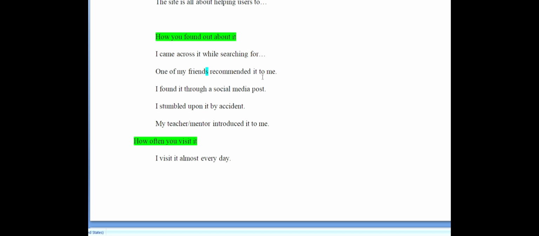I found it through a social media post. I found it through. Found through, that is the phrasal verb. So don't forget the word through there. Next, if you want to use a little strong English, though not required, only for our understanding, and if you can, then please go ahead. The phrase is, I stumbled upon it by accident. Good. Then it is, my teacher or mentor introduced it to me. Very good one.